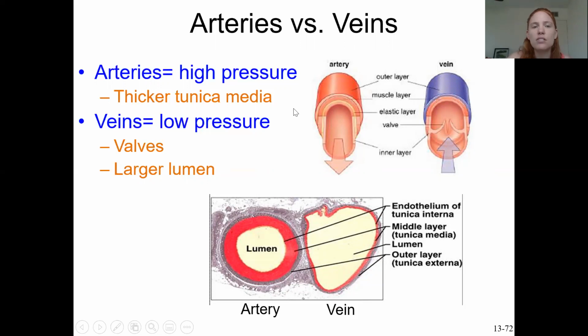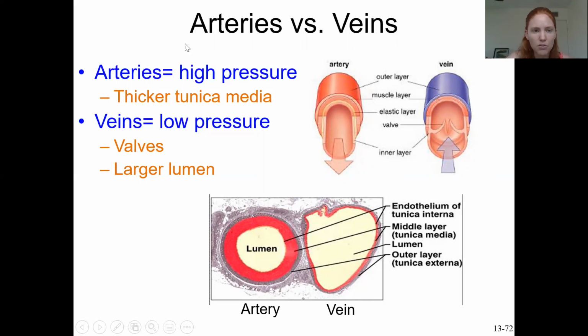And so they have to withstand a lot of pressure. And because of that, they're going to have structural differences to help withstand that pressure. Whereas the veins, by the time it's gone through the capillary beds, most of the pressure has already been lost. So they don't need to withstand as much pressure. So they're going to have different structural differences.